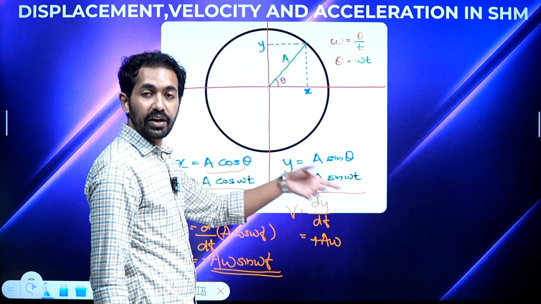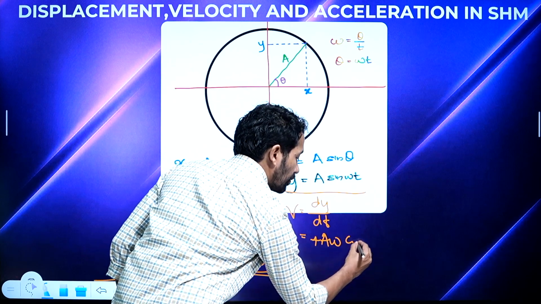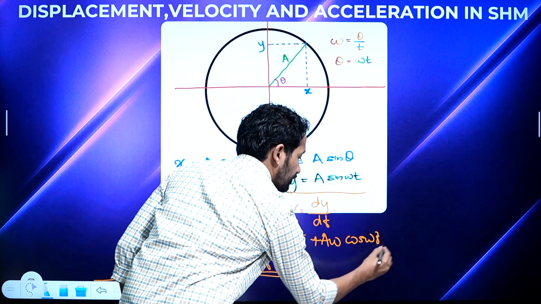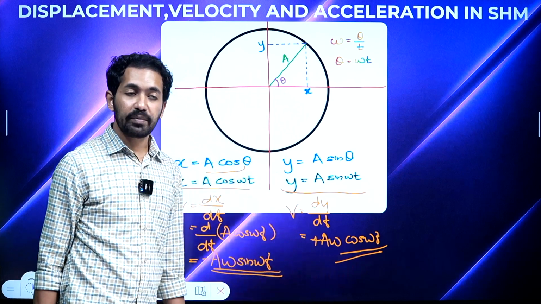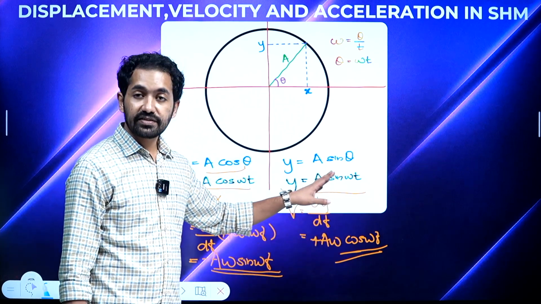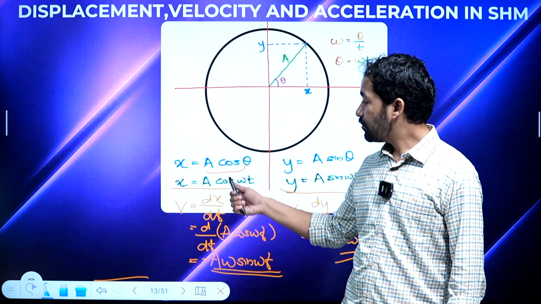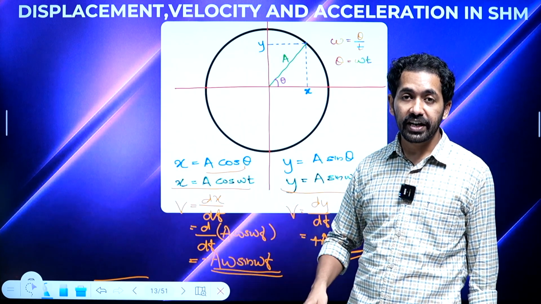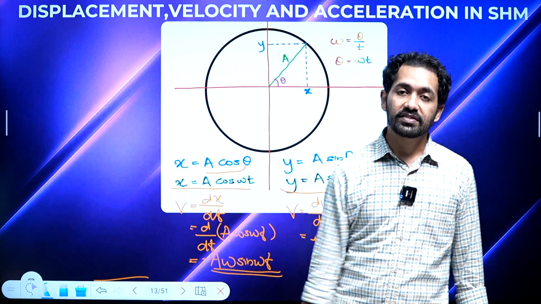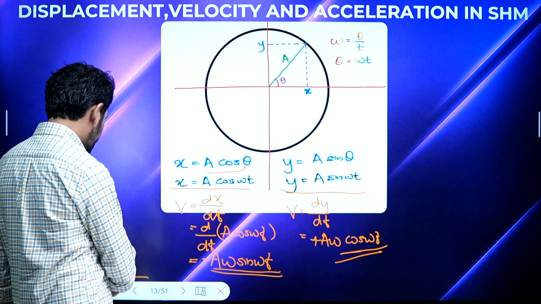Now what is sin omega t differentiating? On differentiating sin omega t, you will be getting cos omega t. So this is the velocity time equation for a particle starting from mean position. Correct? See, a sin omega t, on differentiating you will be getting a omega cos omega t, and on differentiating a cos omega t you will be getting minus a omega sin omega t. Now you have got the velocity time equations.